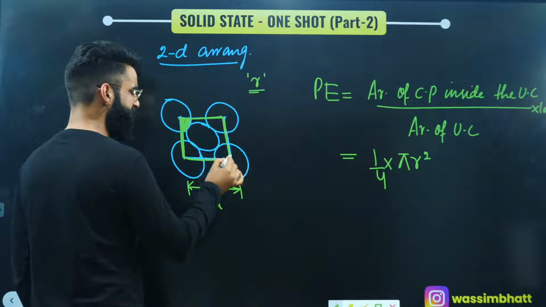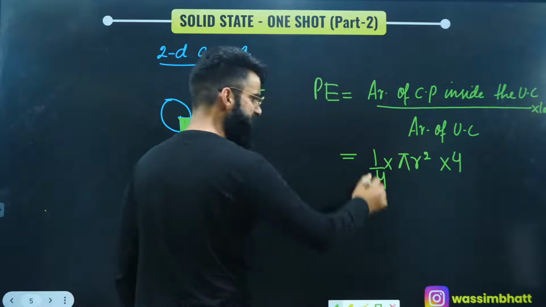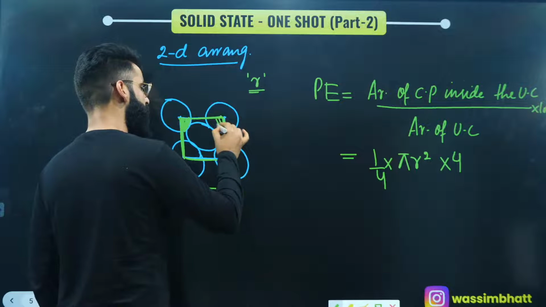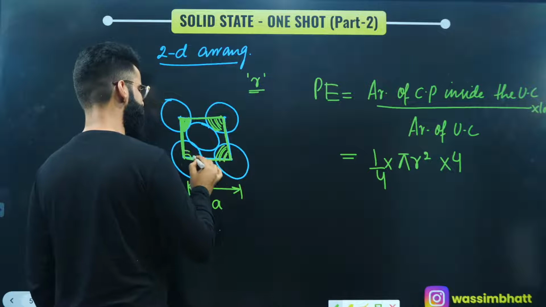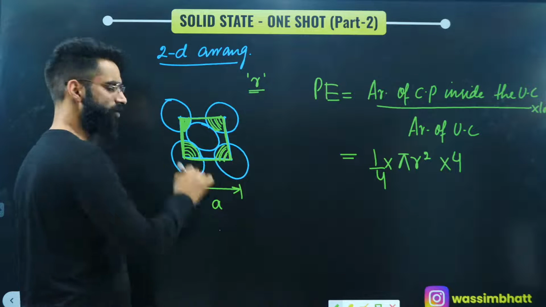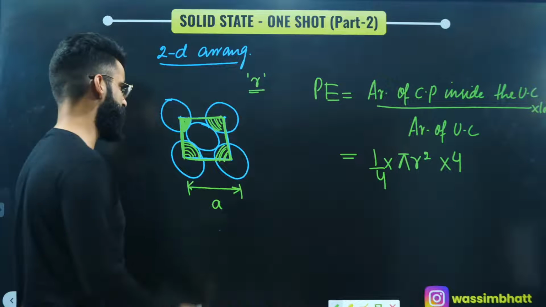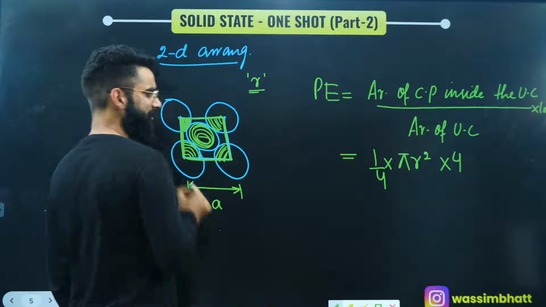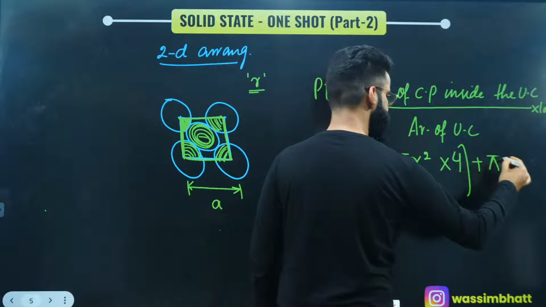Similarly, there are 4 such corner particles, so I'm multiplying it with 4. So this whole term now gives me the area of all the corner particles which lie inside this square, right? Apart from these, there is a particle which is present at the center as well. I have to take its whole area into consideration, which is pi r square.